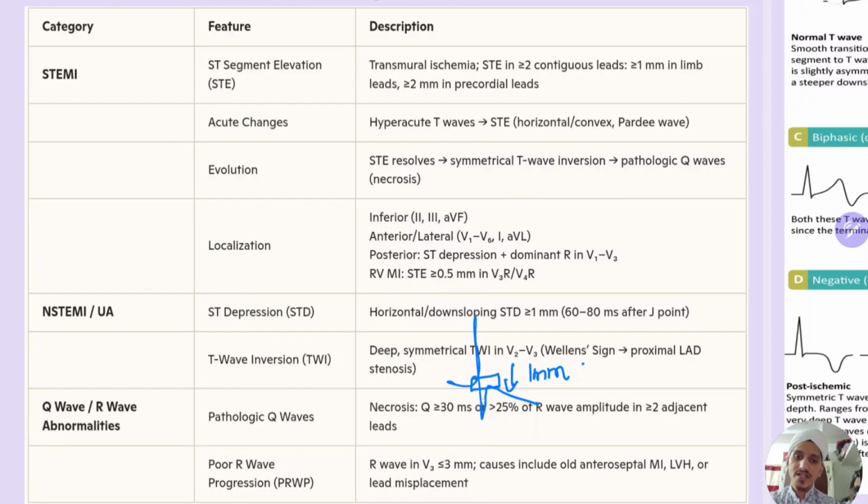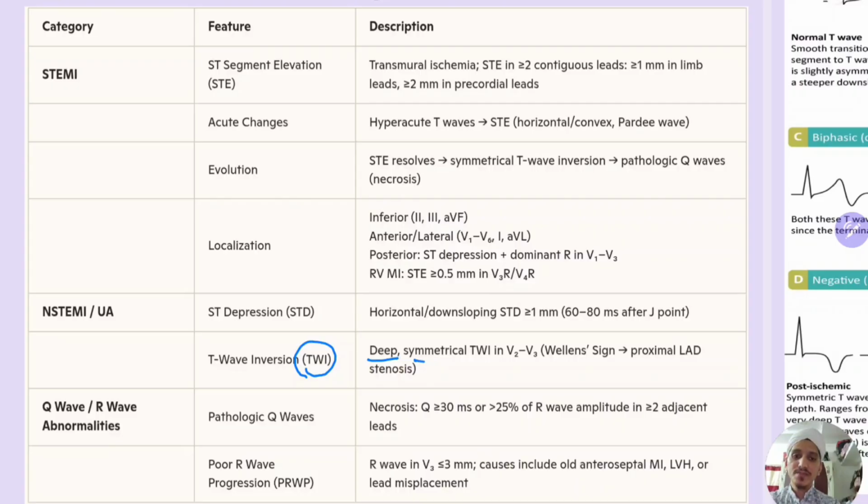ST segment depression can be down sloping or horizontal. There are 3 types of ST segment depression: downsloping, horizontal, and upsloping. Upsloping is benign, commonly seen in tachycardia, but downsloping and horizontal are not benign. They indicate ischemia. And if nothing else is there, you may just have T wave inversions.